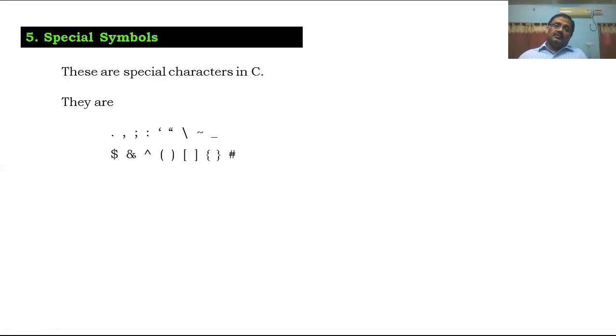Special symbols are the fifth one. Special symbols are dollar, ampersand, this is called cap, left bracket, right bracket, comma, semicolon, double quotation. Okay? These are the special symbols, which are also nothing but tokens.